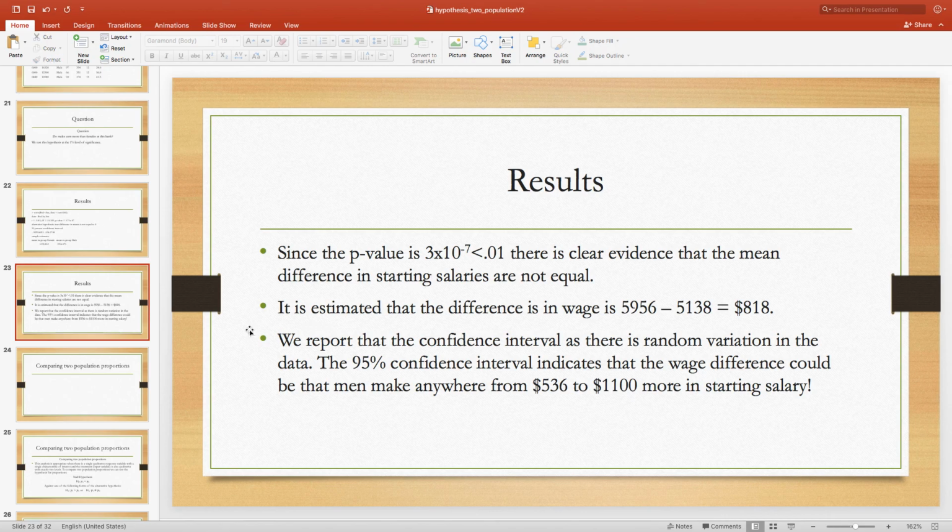So that is all that I have for comparing two population means. We'll continue this discussion next time, discussing population proportions.